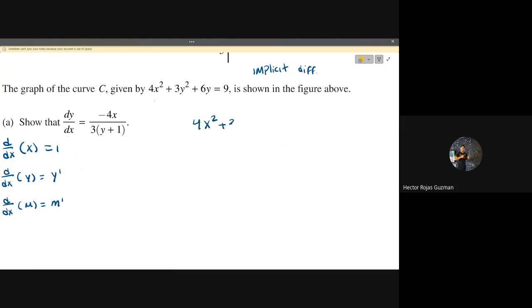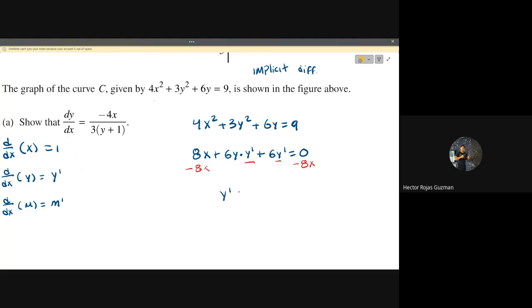4x squared plus 3y squared plus 6y is equal to 9. My derivative with respect to x is 8x plus, right here is where we have to use the chain rule. It's going to be 6y times dy dx. The derivative of 6y is just 6y prime, and the derivative of 9 is 0. Since we're going to be solving for y prime, I'm going to go ahead and subtract the 8x from both sides. But I'm also going to factor out a y prime from the remaining terms.